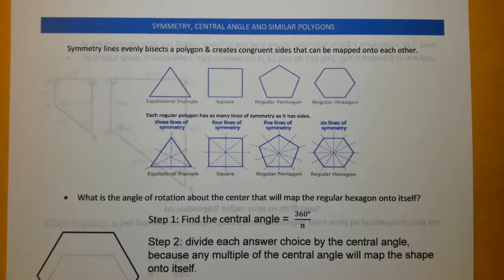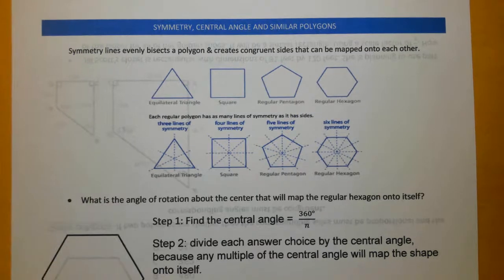In today's notes, we'll be covering lines of symmetry, central angles, and similar polygons. Lines of symmetry we've already talked about a bit, but it basically says here that they are going to be lines that bisect, remember, that means to cut in half equally, a polygon, and that they are going to create congruent sides that can be mapped onto each other. So think of it like folding it in half. In doing so, they land right on top of each other like a hot dog bun.